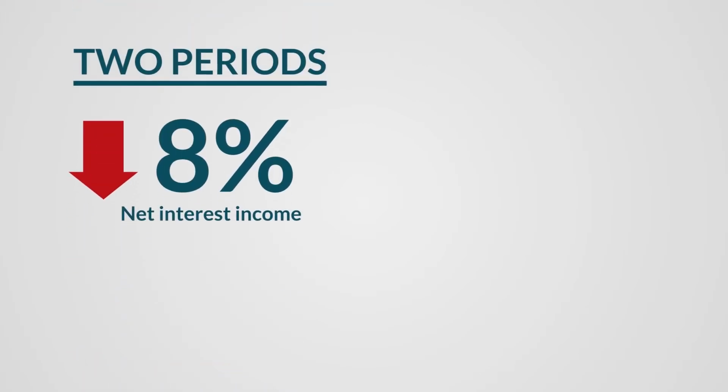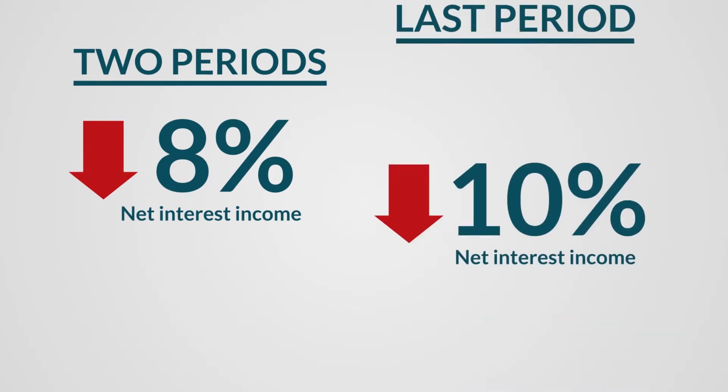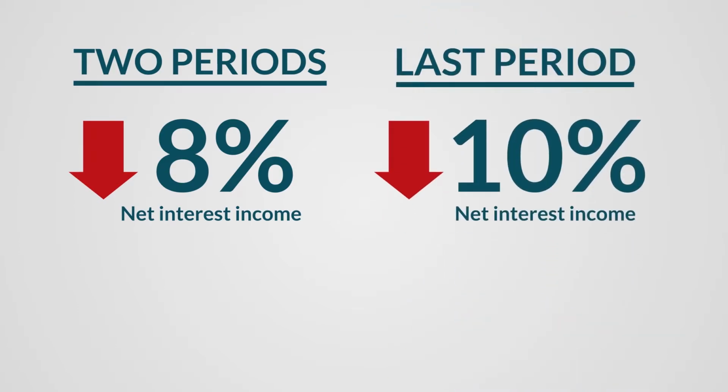Let's just say 2 periods ago, you saw a decline of 8% in your net interest income, and in the last period, it was 10%. While you're still well within policy limit, the trend is moving up. So the next step is to find out what's causing the credit union to take on more interest rate risk.